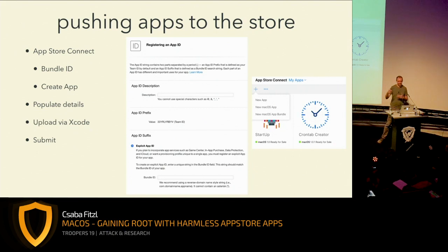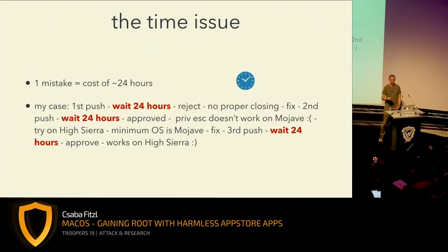So pushing apps to the store, that's actually fairly easy. First you create a bundle ID at App Store Connect, which is the com, your company, your app name, whatever. Then you go and create an app referring to the bundle ID, populate it with details, upload your app from Xcode directly and submit. That's surprisingly easy to do. Now there is the time issue. One mistake costs you like 24 hours.